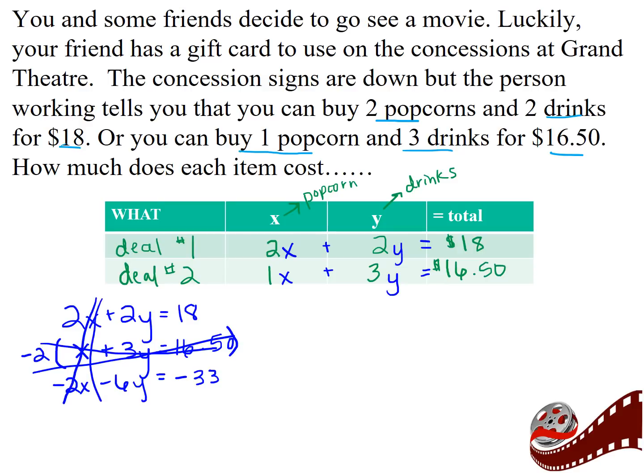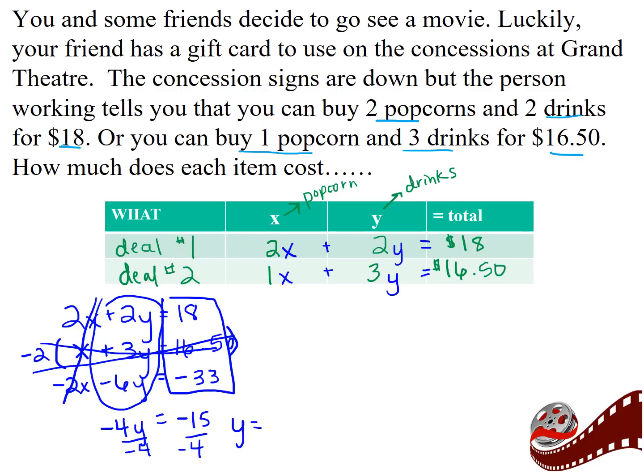If I combine my y's, I'm left with -4y equals, when I combine what's after the equal sign, I should get -15. So if I divide by -4 on both sides, we should get y equals positive 3.75.